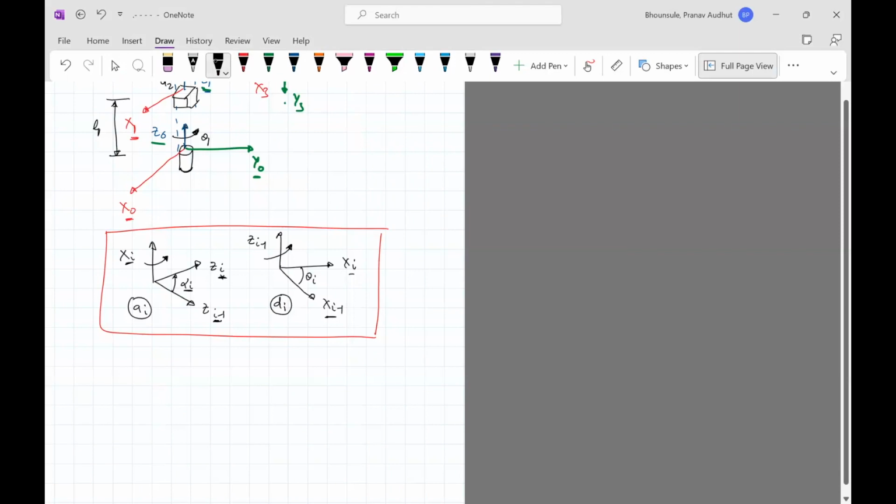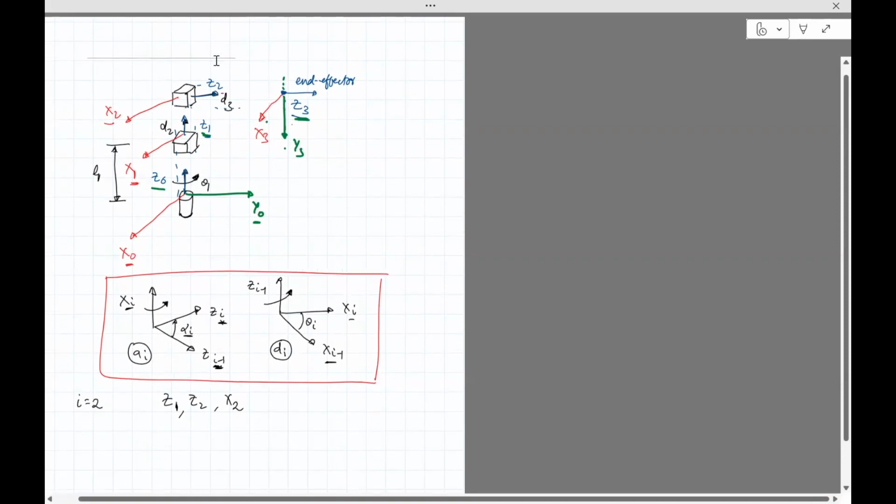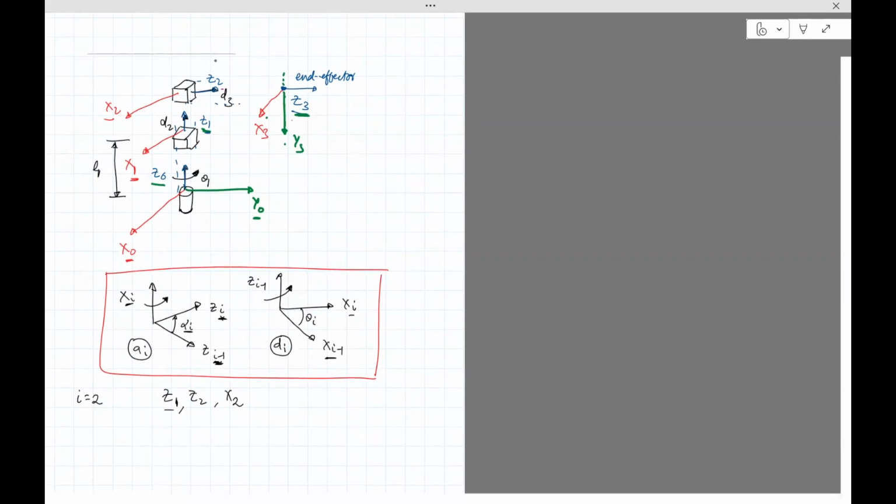Okay, so let's put i equals 2. So we'll look at this figure first. So we have i equals 2. So z(i-1) is z1, and x_i is x2. And in order to figure out alpha 2 and a2, I need to look at the relation between Z1 and Z2. So let's see where Z1 and Z2 are. Z1 is here, Z2 is here.